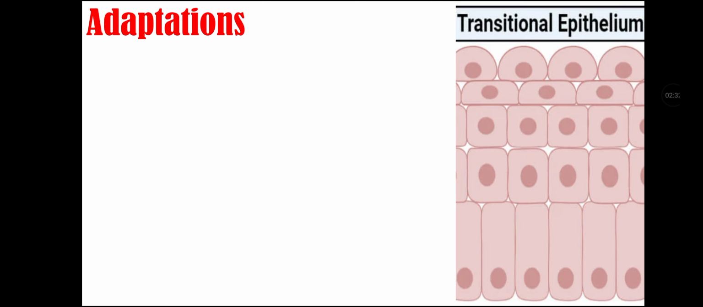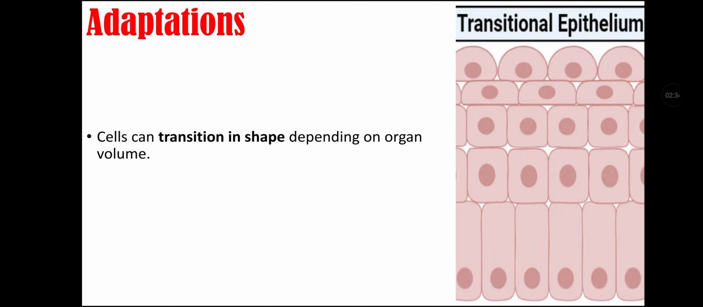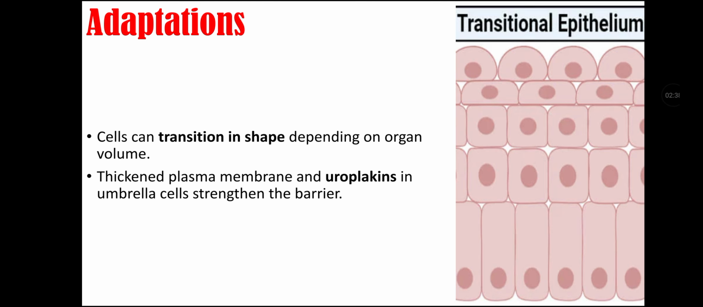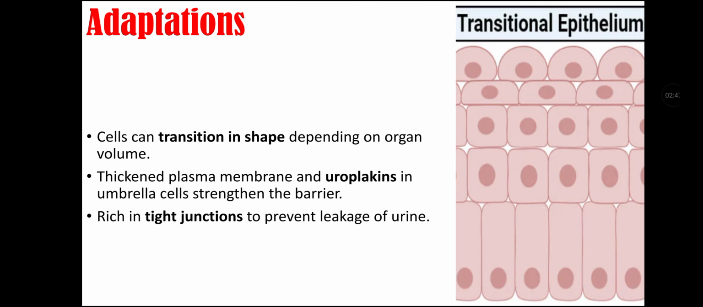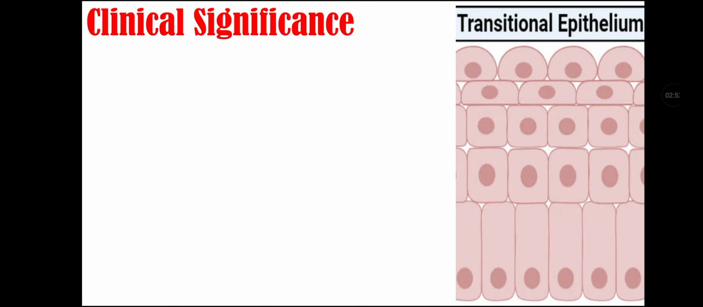Adaptation of transitional epithelium. First adaptation is that cells can transition in shape depending on organ volume. Second, there is a thickened plasma membrane and uroplakins in the umbrella cells that strengthen the barrier of transitional epithelium. Third is that these cells are rich in tight junctions that prevent leakage of urine.